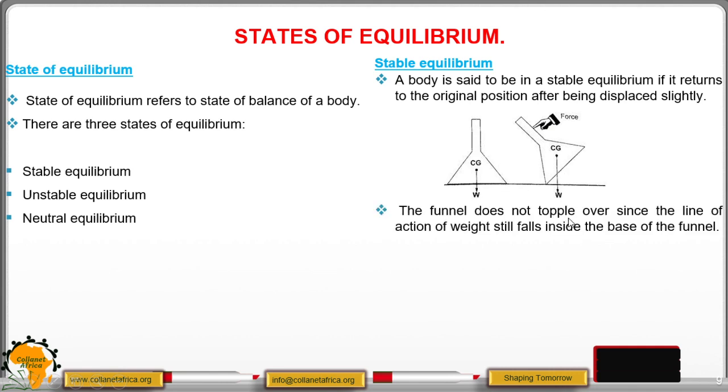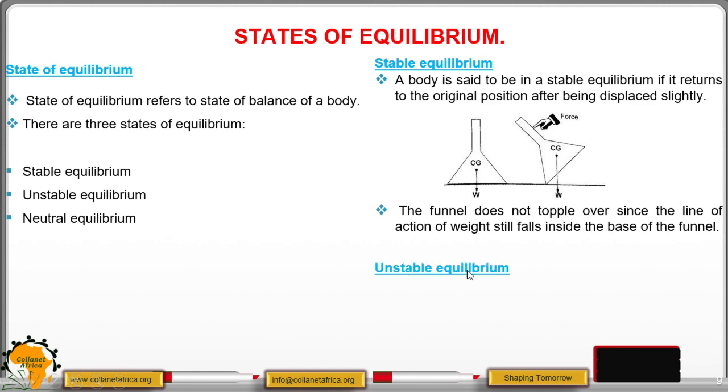The funnel will not topple over because the line of action of weight, this is the line of action, still falls inside the base. It is still inside the base, and the base is this one. So it is still inside the base of the funnel.